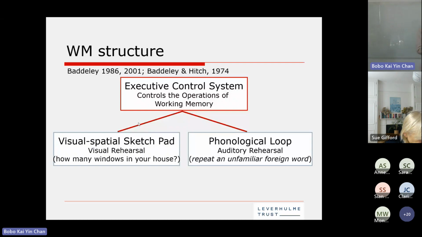If you need to repeat some foreign words that you don't know and heard from someone, you can do it by repeating them, holding them in auditory rehearsal, and that would be the auditory channel. So anything that we hear comes from the auditory buffer of sensory memory into the auditory channel of working memory, and from visual sensory memory it comes into the visual channel of working memory.